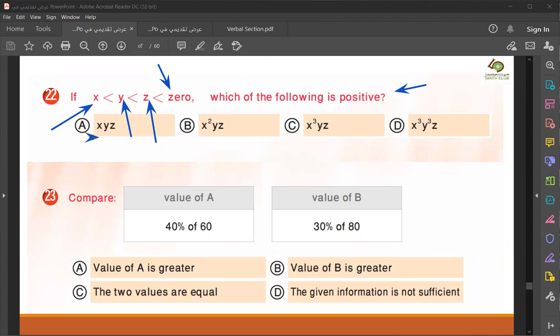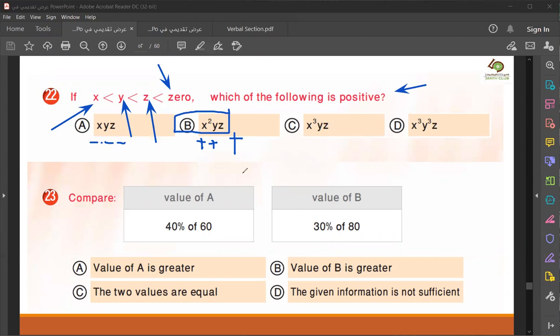So when you multiply here, negative times negative times negative will be negative. Here, x square, negative square will be positive. Y square, minus times minus will be positive. Then the answer is B, positive times positive. So because the question said which of the following is positive, the answer is B. You see?